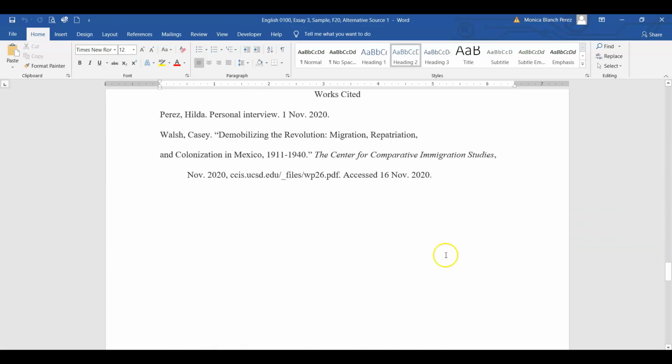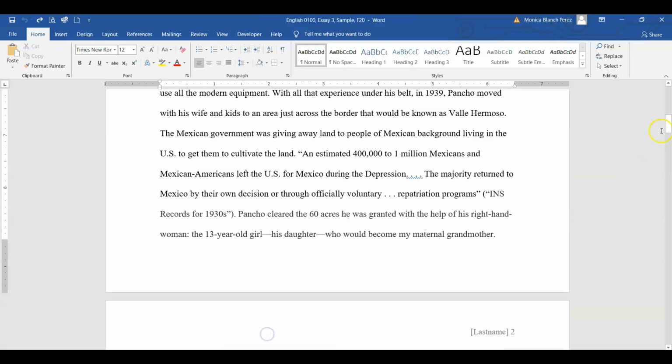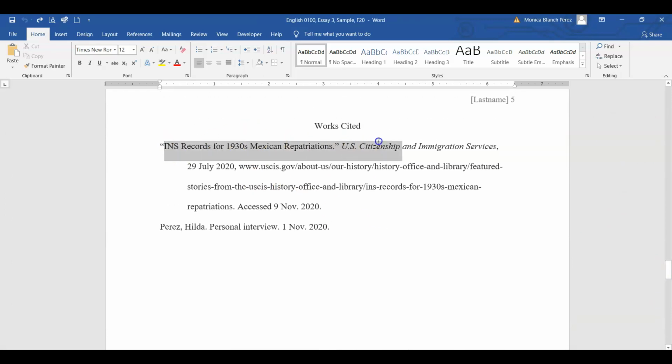There's nothing wrong with the other one. But for this one, on my works cited, notice now I have Perez Hilda first and Walsh Casey. So I found a different article, okay, to show you a different example. Before, I'll just show you, I have it like this. I have INS, blah, blah, blah, and then Perez Hilda. Why? Because it's alphabetical. The I of INS comes before the P of Perez, okay?